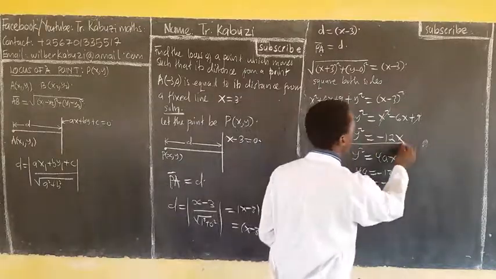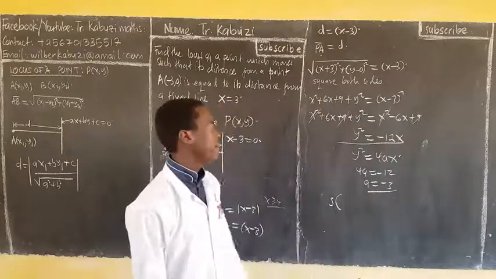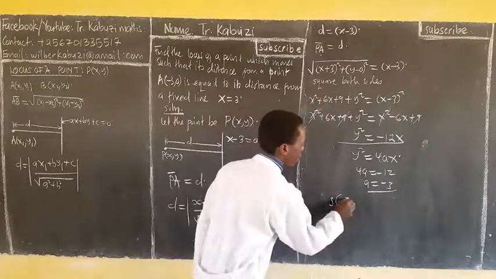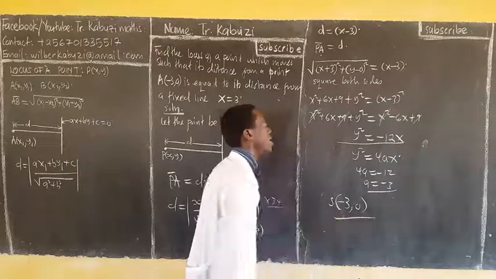So you can stop there, or you can go on to describe the vertex at negative 3, 0, as simple as that.